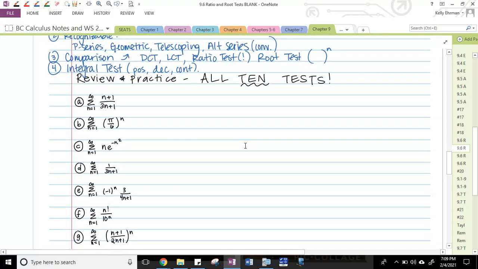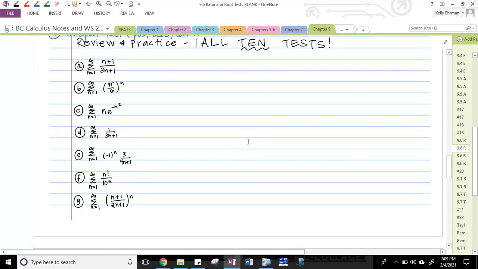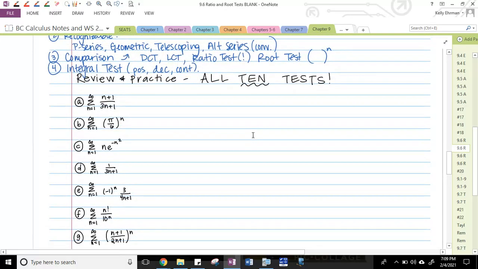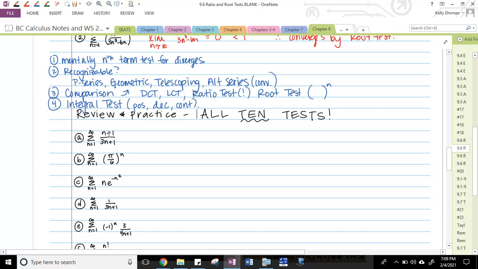All right, so our task is to tackle these problems and figure out what test we are supposed to use. Mentally check the nth term test. Are these terms approaching 0 so that I should even bother seeing if it converges? That is a big no. The limit as n approaches infinity of n plus 1 over 3n plus 1 equals 1/3. This series diverges by nth term test.